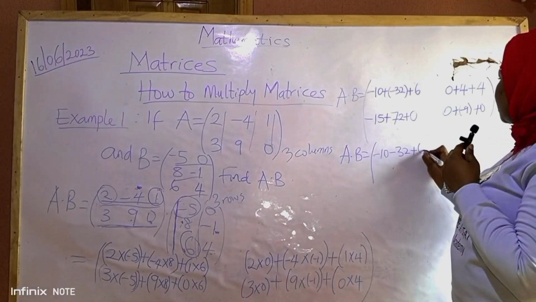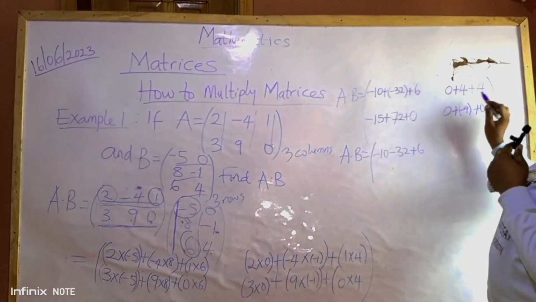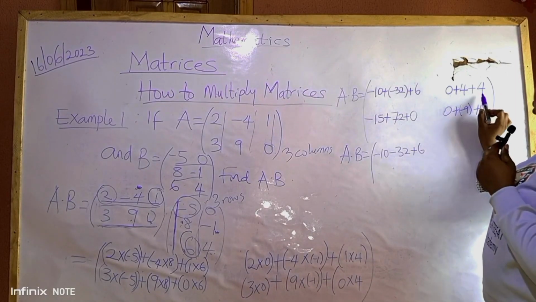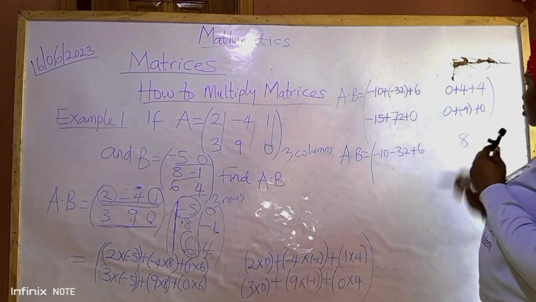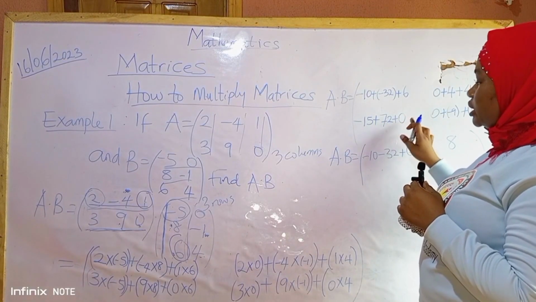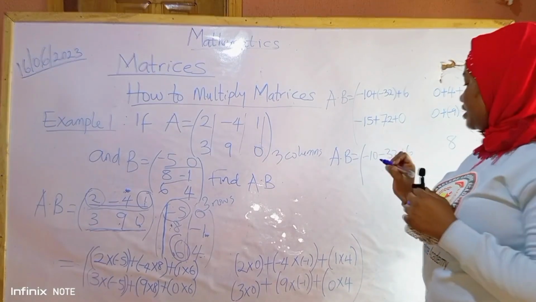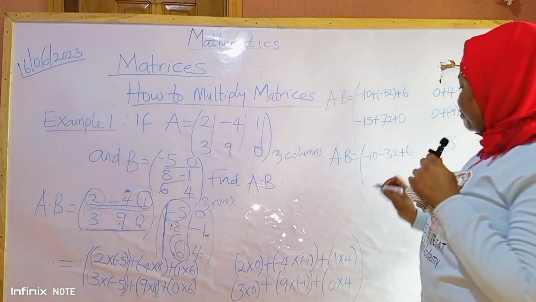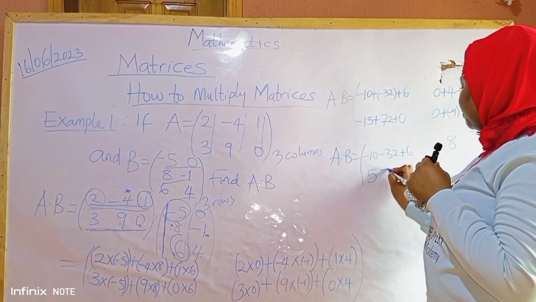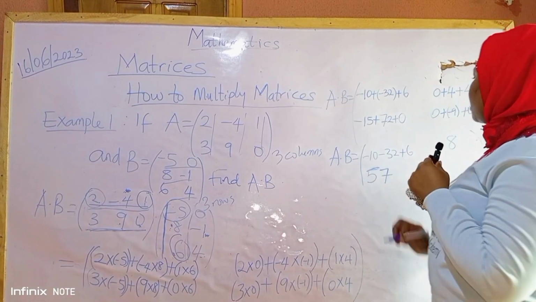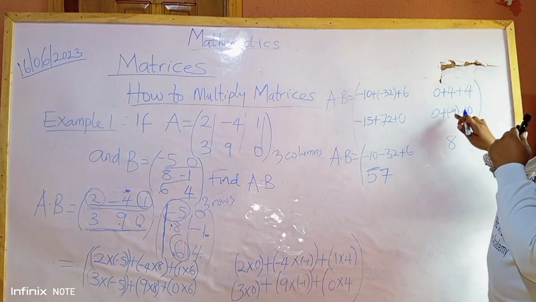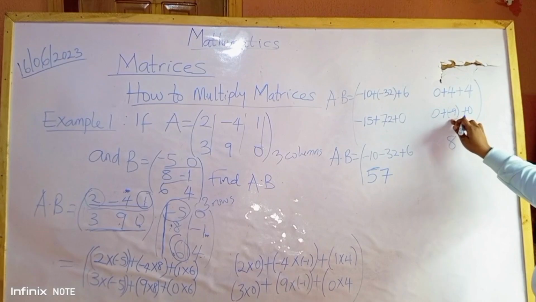Then plus 6. So let's do this one. 0 plus 4. 4 plus 4, 8. So let's do this one directly. Minus 15 plus 72 plus 0. That is 57. So let's do that one. Plus 57. 0 plus minus 9. That is minus 9.